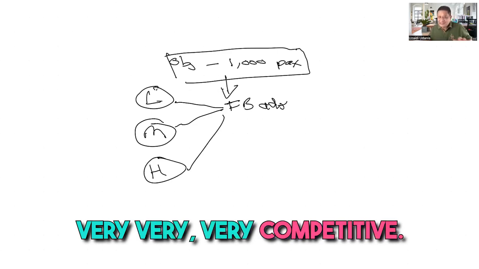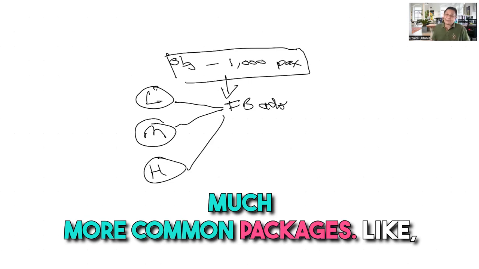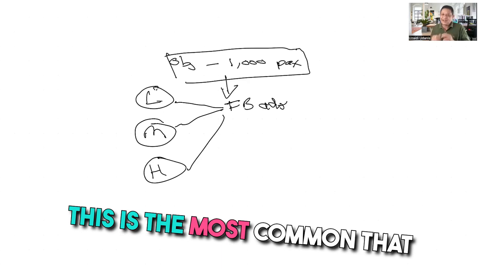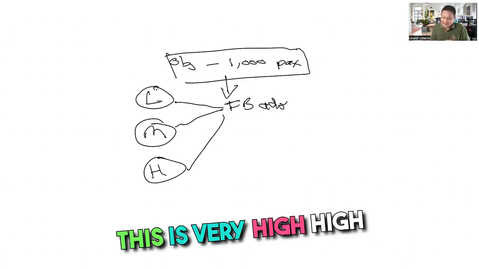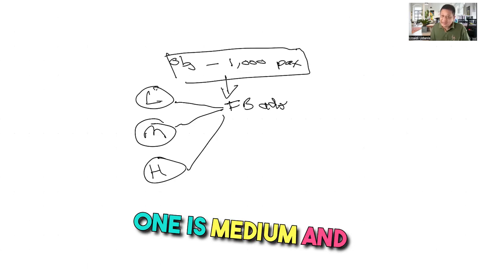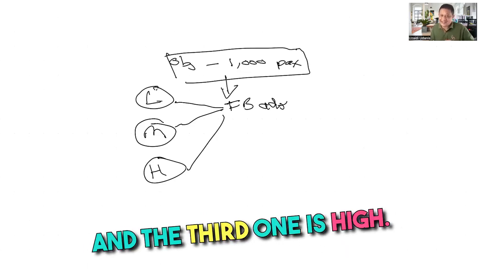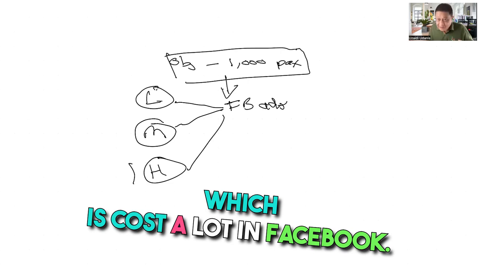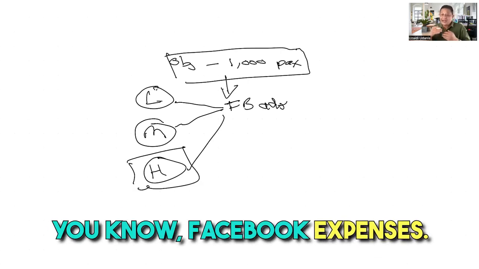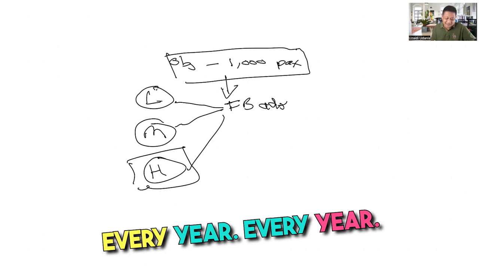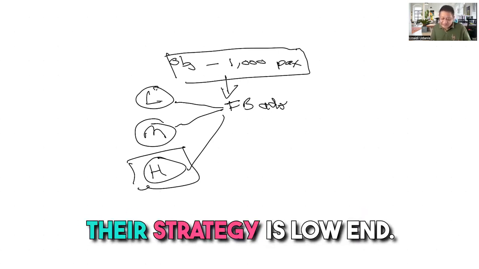That means very, very competitive. It's much more common packages, like island hopping and city tours. This is the most common that they can get anywhere. This is very high end estimate. So there are three: one is low end estimate, one is medium estimate, and the third one is high end. Most of the tour packages use this high end, which costs a lot on Facebook. Facebook rates are getting higher and higher every year.